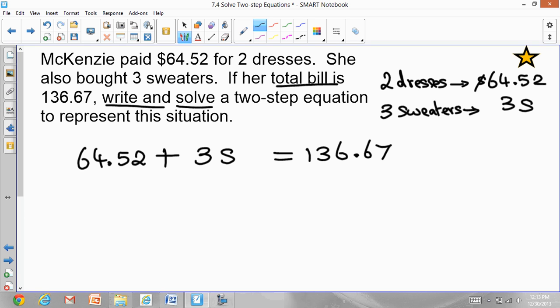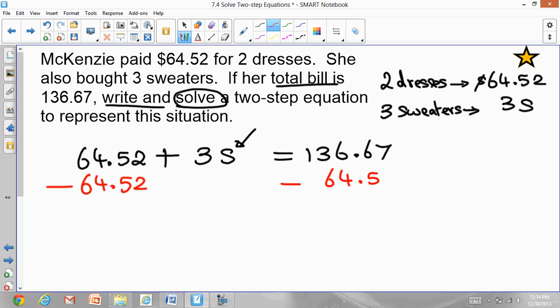So now comes the second part, which is solving it and finding out how much each sweater costs. So you want to find what S is, what number belongs in the place of S. So one thing you're going to do is get rid of the number that doesn't have a variable attached to it. So 64.52 is being added. The opposite of adding 64.52 is going to be minus 64.52 on the left side and on the right side.